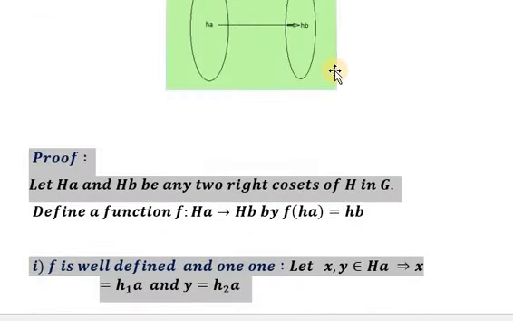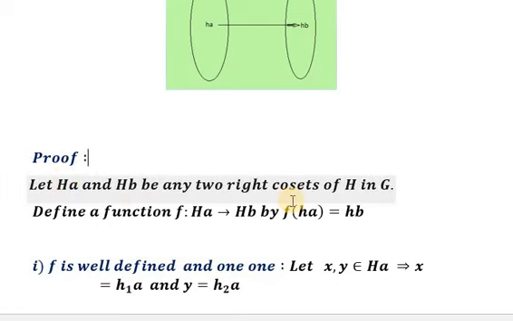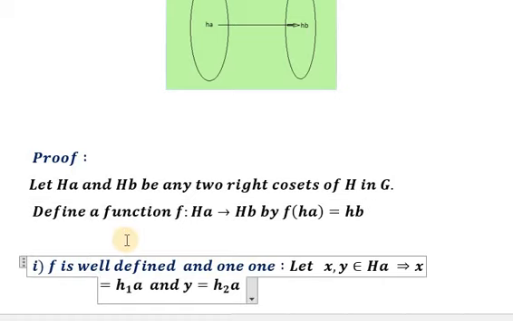Proof. Let us consider a mapping f from Ha to Hb, and let us prove it by taking this diagram. Let Ha and Hb be any two right cosets of H in G. Define a function f from Ha to Hb by f of Ha is equal to Hb, meaning the image of Ha is Hb. First we have to show that f is well defined and one-one, and then that f is onto, to prove one-to-one correspondence. Let us prove that f is well defined and one-one.